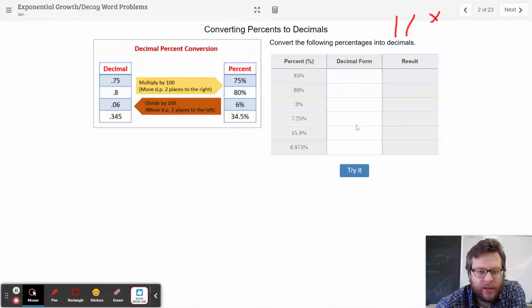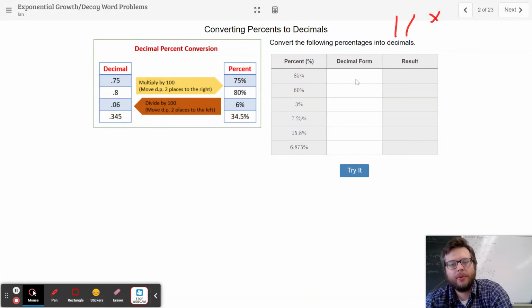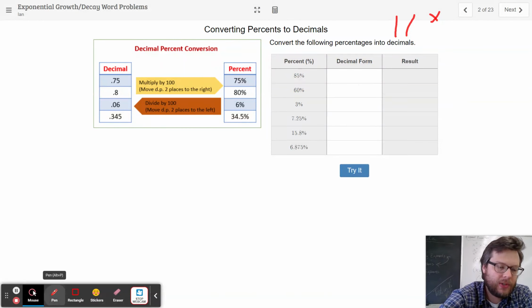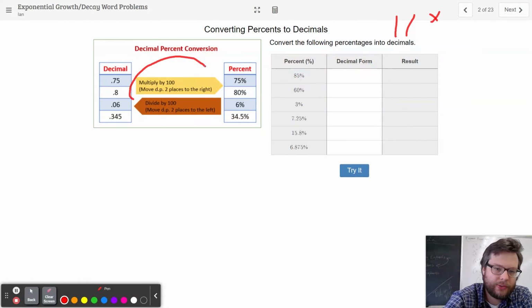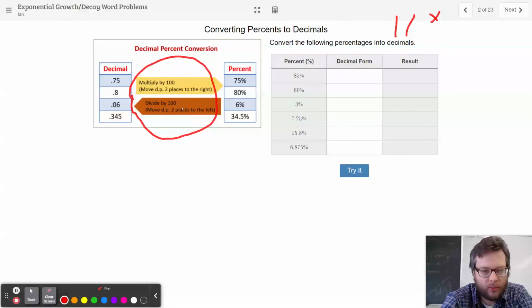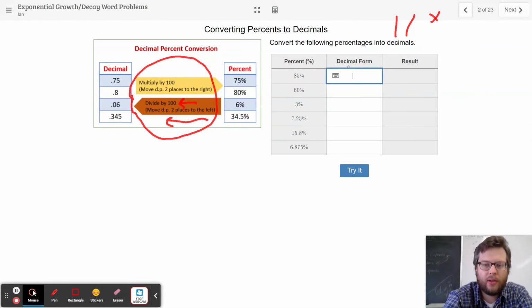Then there's some practice here converting between percents and decimals. All you got to do is read this right here. This tells you exactly what to do. So if we start with a percent, we divide by 100. That's how we move to the left, or we move the decimal place 2 spots to the left. And so we can just go through these here.